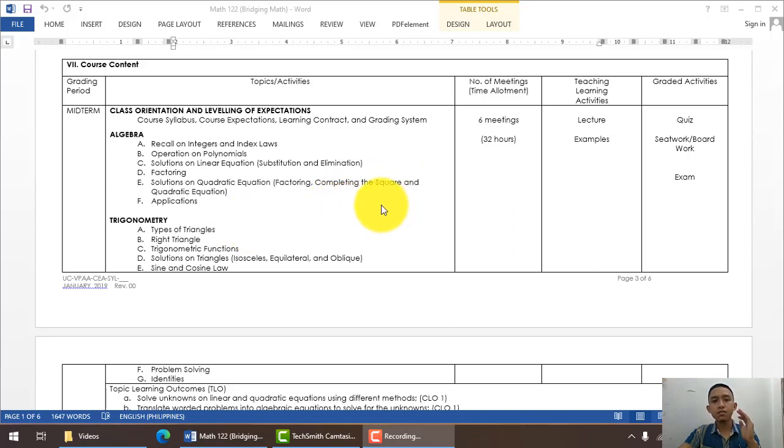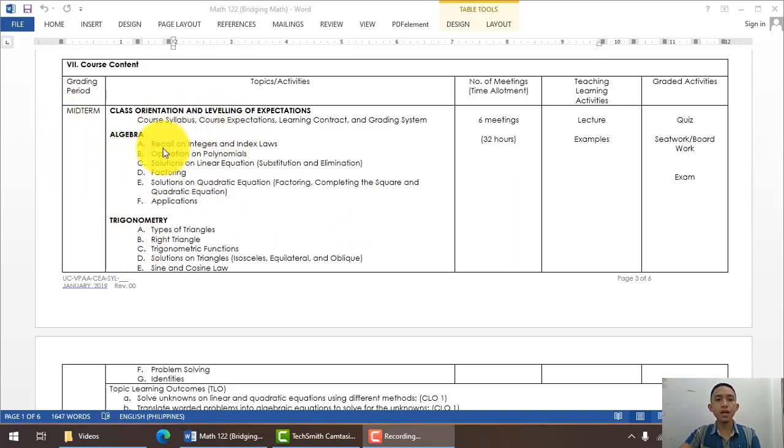Maybe there will be some topics here that will be moved to the finals, or maybe there will be some topics here that you will just be assigned to read, since we do not have much time. But of course, all in all, this should be shrunk to your midterms, algebra and trigonometric topics.